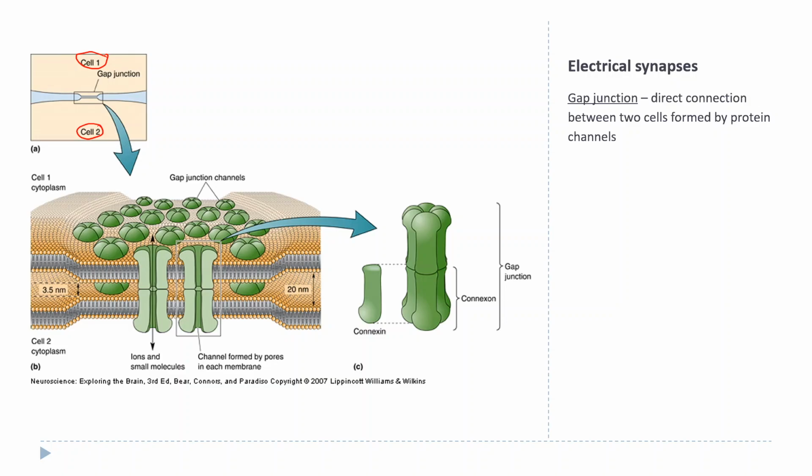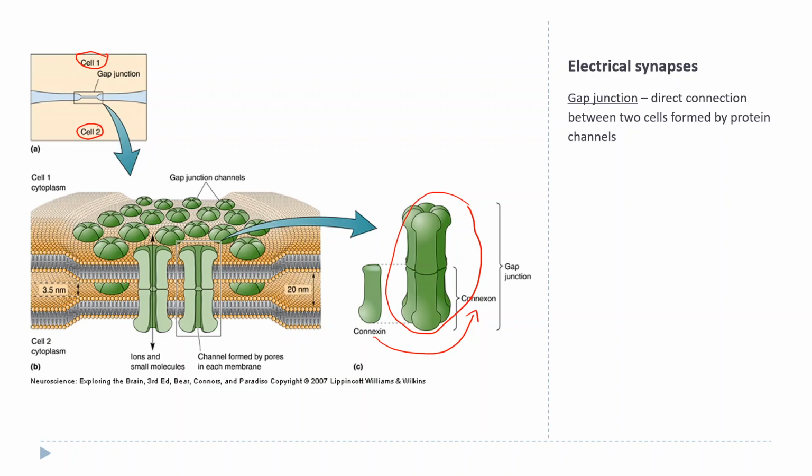And the connexins form these larger complexes called connexons. And then there's one set of connexons in each cell, and they connect to each other to form the gap junction. So this whole thing is a gap junction. So an electrical synapse consists of a whole bunch of these gap junctions connecting the two cells.